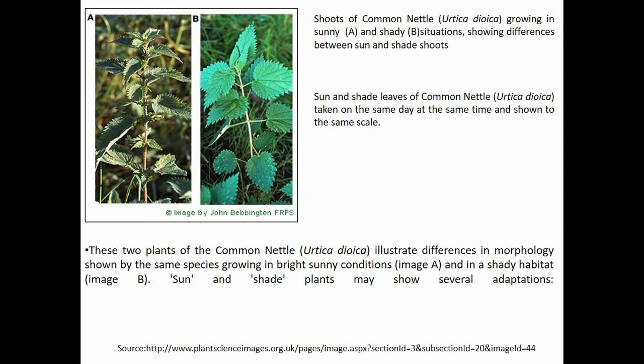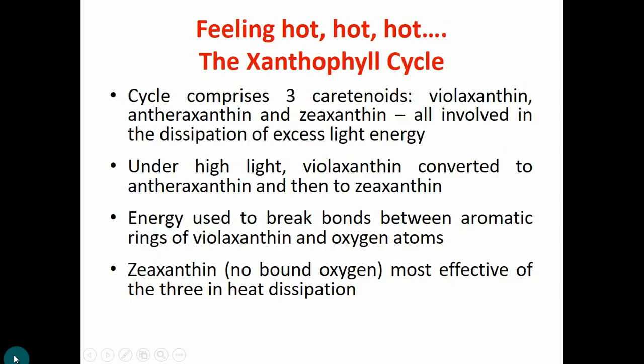Remember, we were talking about why we were seeing some red pigments in the stem and in the leaves. Well, we have different types of pigments that can readmit or transmit the light to avoid excess light energy from damaging the photosystems, and this is known as the xanthophyll cycle.